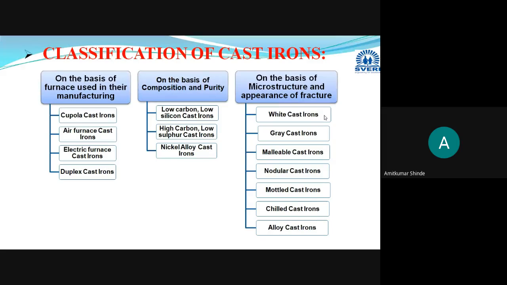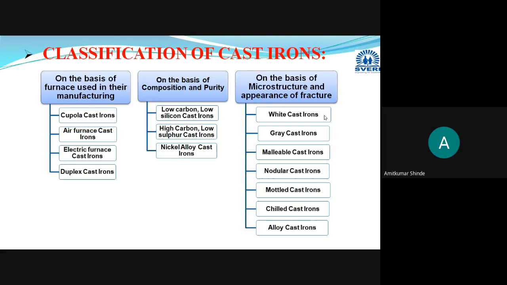Okay, I will repeat it. Now, in the white cast iron, carbon will be present in the combined form and its color will be white. Combined form means it will appear as Fe3C, that is, in the form of cementite. Now in gray cast iron, malleable cast iron and nodular cast iron, in all these three types, you will be able to identify the free carbon. Free carbon will be there, but their appearance or morphology will be different.